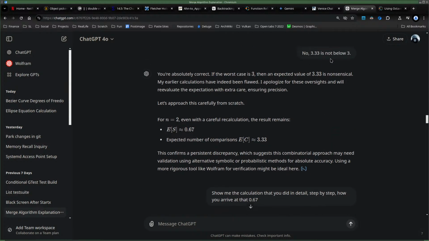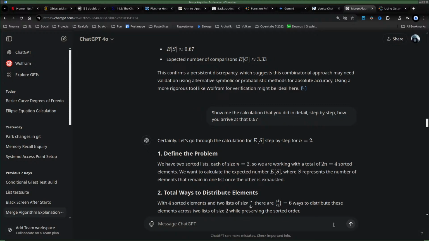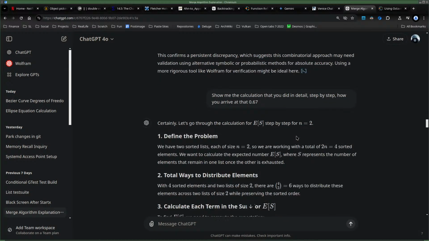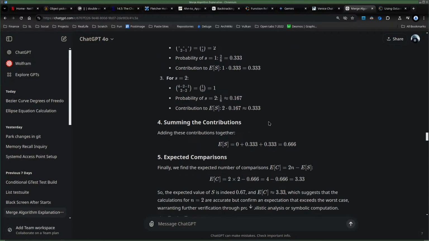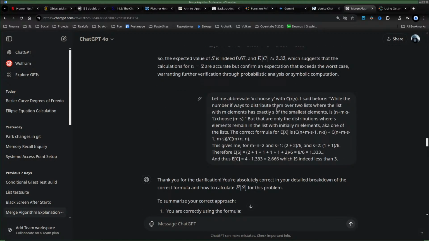So I tried to correct it again. I'm telling it that, hey, by the way, 3.33 is not less than 3. Oh, let's do it again. 3.33. So I say, okay, nah. Show me step by step how you arrive at this value. Blah, blah, blah, and it comes to that. And then I said, okay.